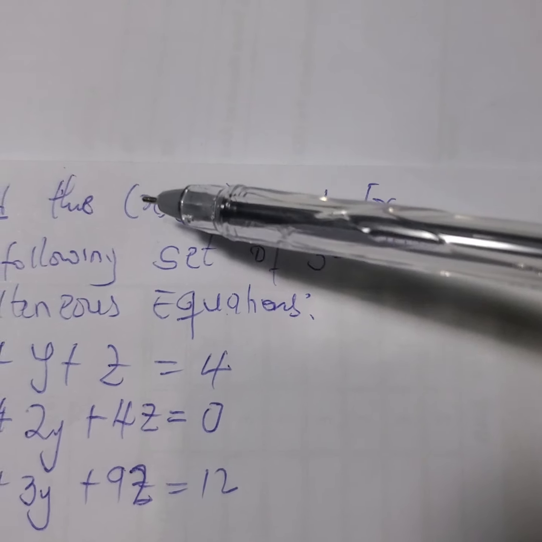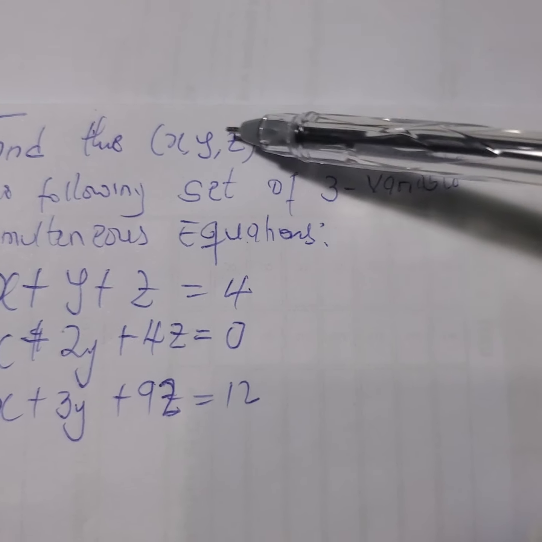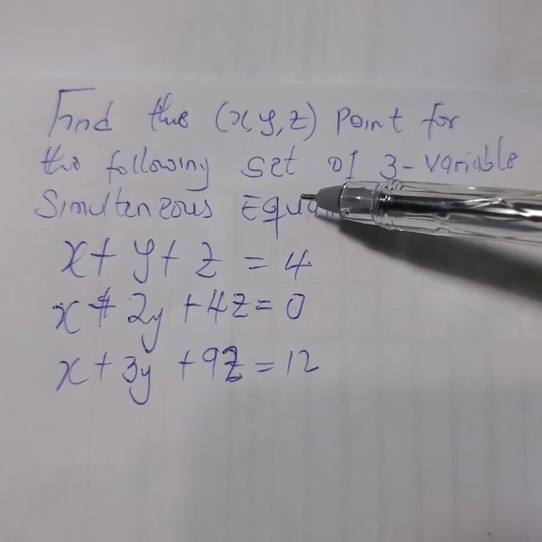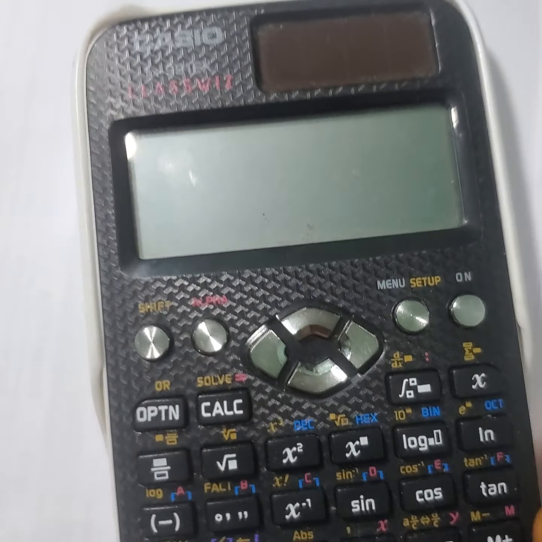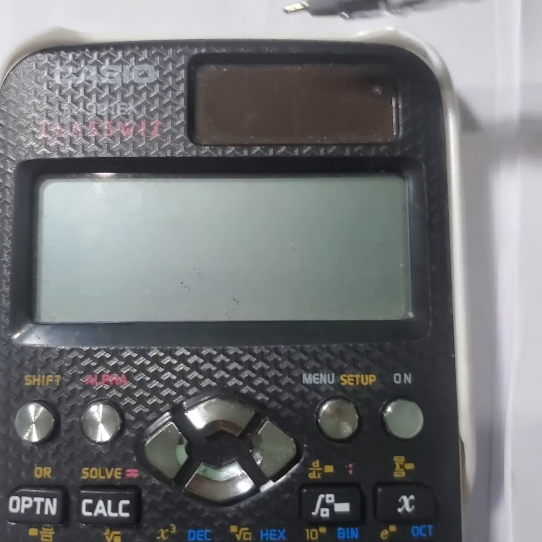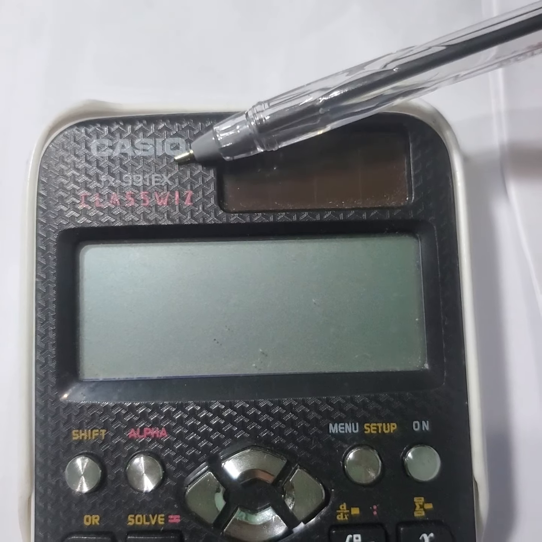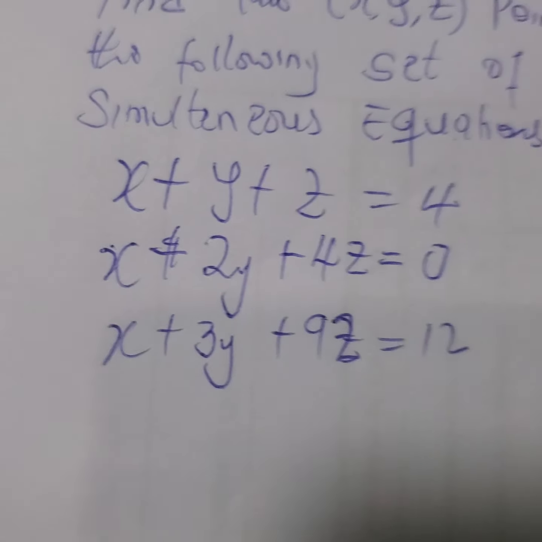So how do I get my x, y, z? This is one way to do it. We have several ways of solving this problem, but today I want to demonstrate the use of the Casio FX991EX. I want to demonstrate how to make use of it to solve this simultaneous equation.